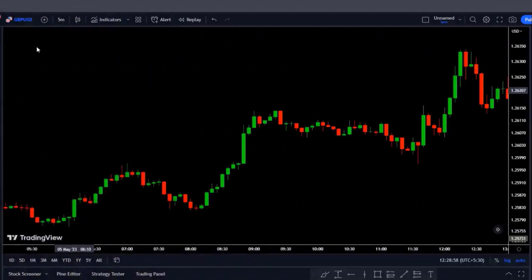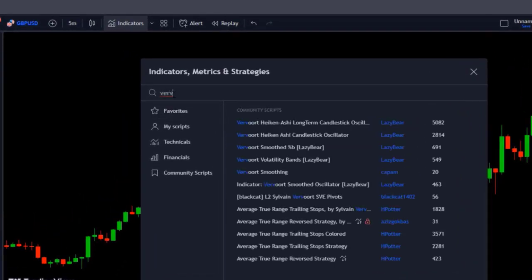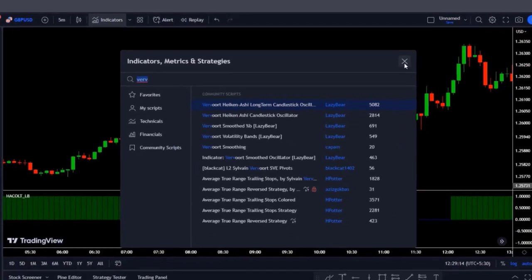So how should we install these tools on our chart? First of all, open the GBP USD price chart on the 5 minutes time frame. Open the Indicators tab and search for Vervoort Heiken Ashi Long-Term Candlestick Oscillator by Lazy Bear. Apply it to the chart, OK.